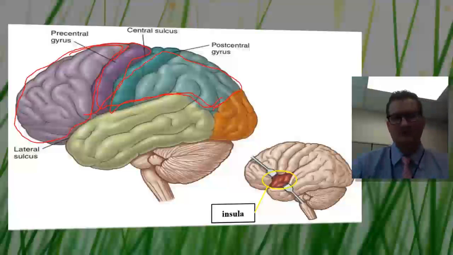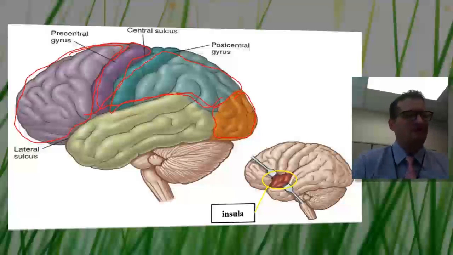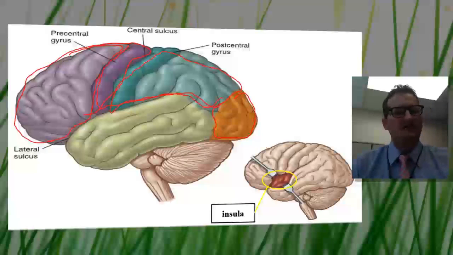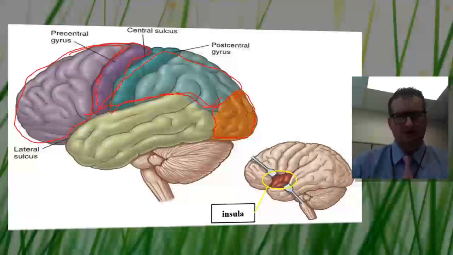The occipital lobe here is concerned with analyzing and interpreting visual information. And the temporal lobe, shown here, governs hearing, smell, learning, memory, emotional behavior, and visual recognition.